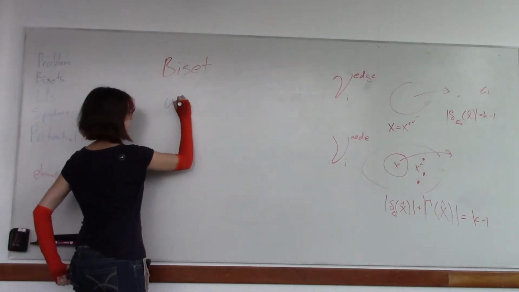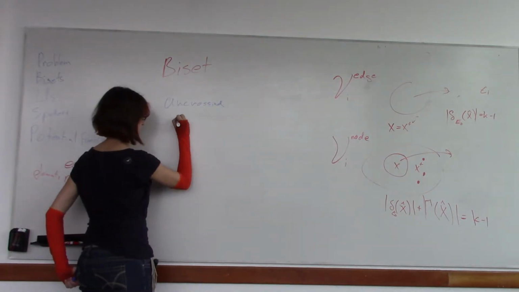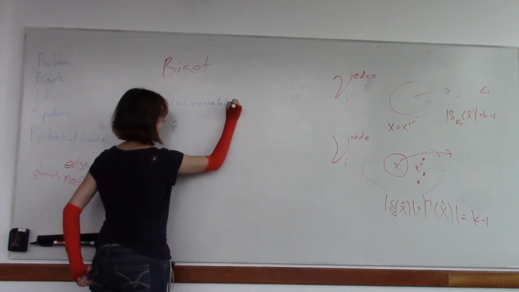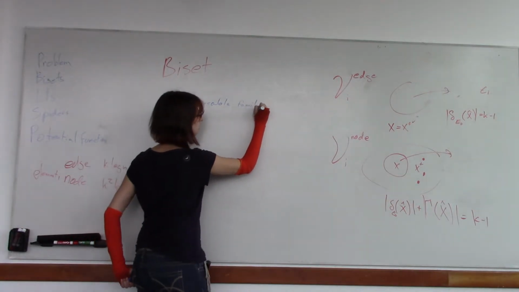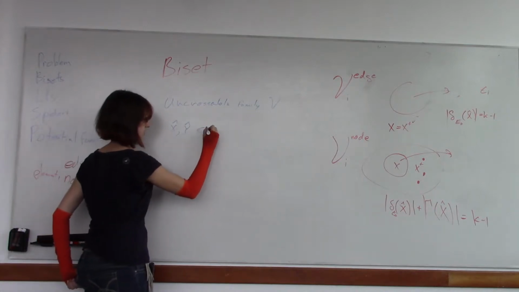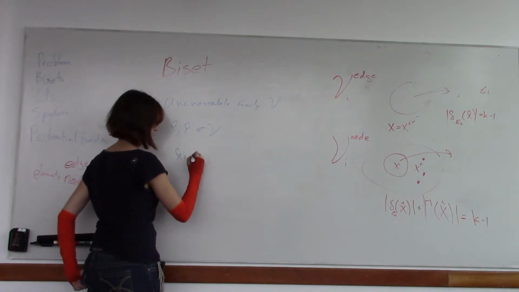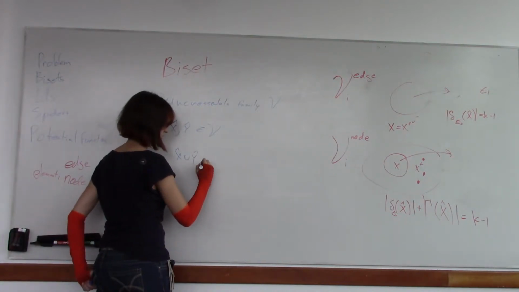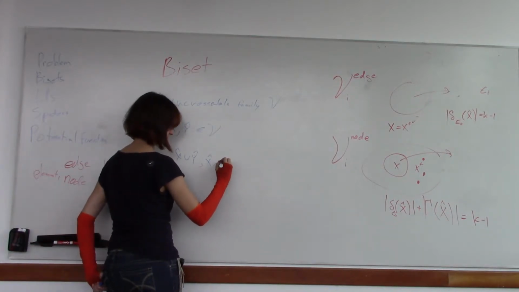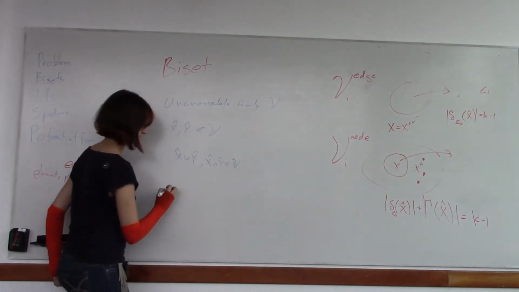So uncrossing means if you have an uncrossable family V, then if you have two bisets in your family, either their union and their intersection are in the family, and I'll define these, or their differences are in the family.